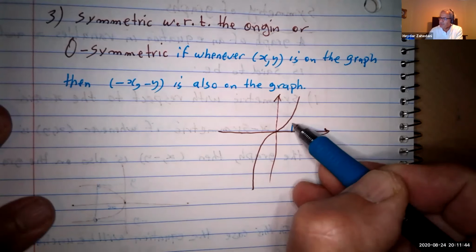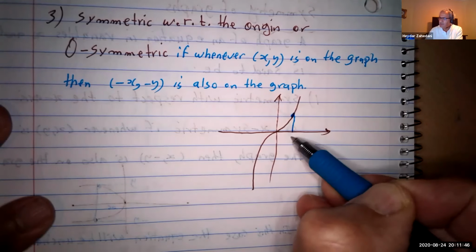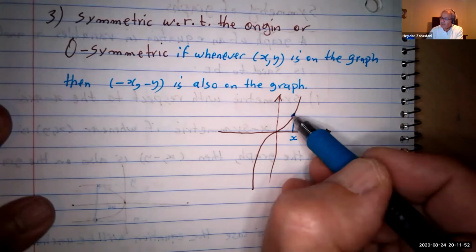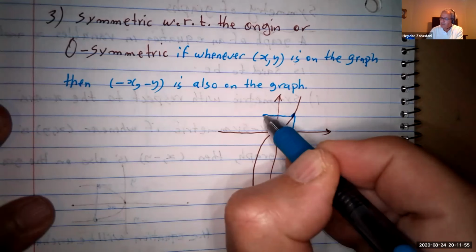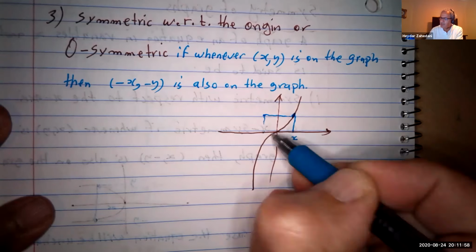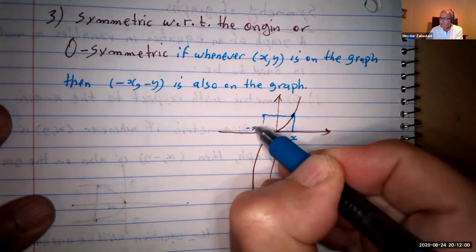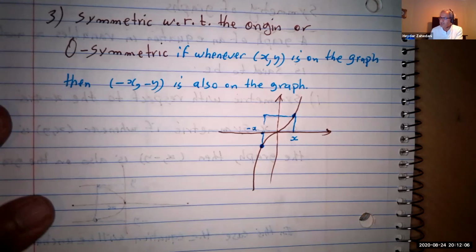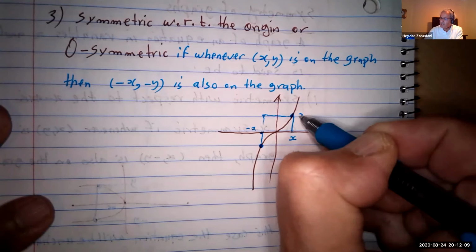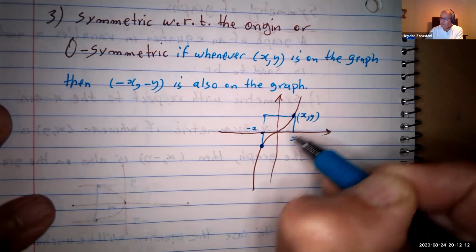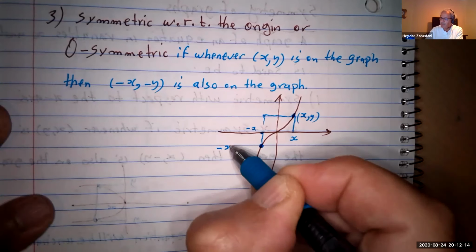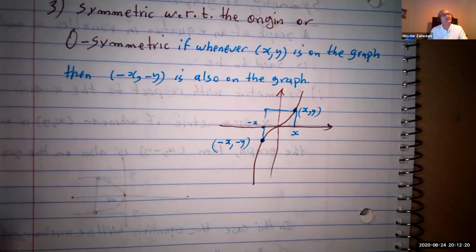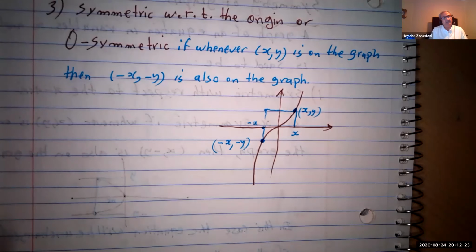If you pick this point, you see, this is going to be your x. Then you have to go to the other side first. This is going to be your negative x. And you go down to get the second point. So this point over here is x comma y, but this point over here is negative x, negative y. So that's why the mirror is at the origin.